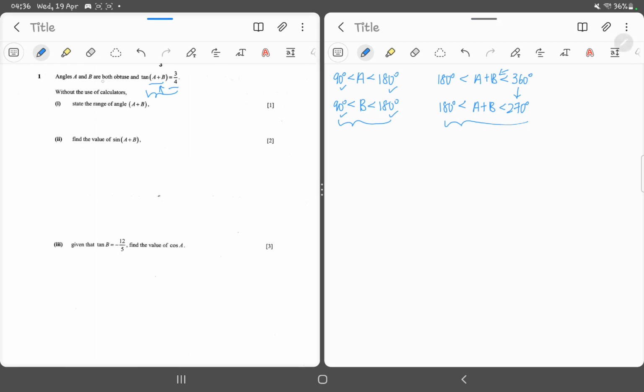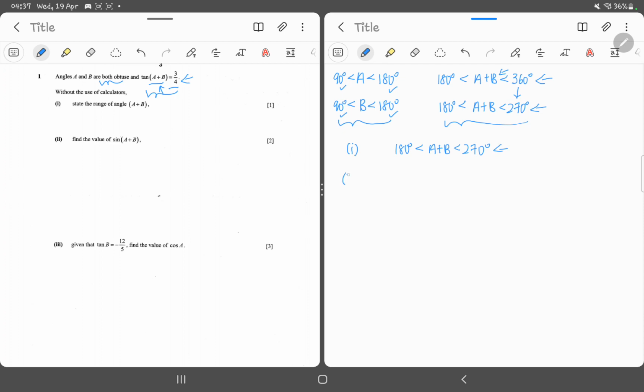Okay, so these two pieces of information combined allow us to know that the range of angle A plus B is between 180 degrees to 270 degrees, because like I mentioned earlier, in order for tangent (A plus B) to equal 3/4, which is a positive value, and we know that A plus B is between 180 degrees to 360 degrees, it means that A plus B is in the third quadrant. Therefore, I will write this inequality over here, and we are done with part I.